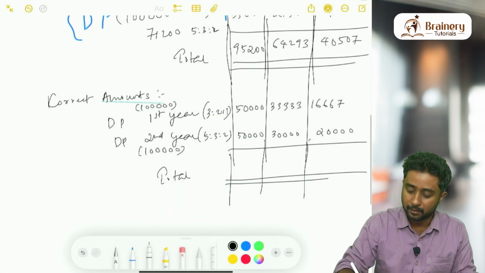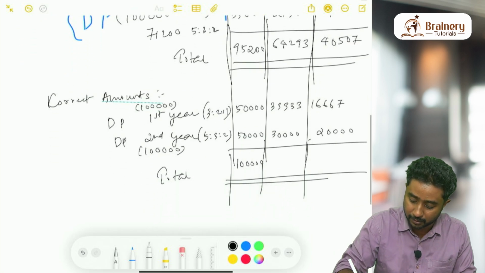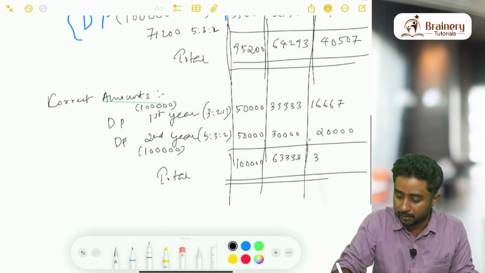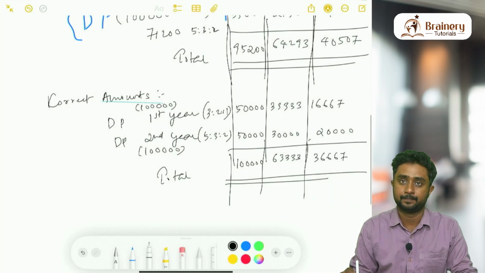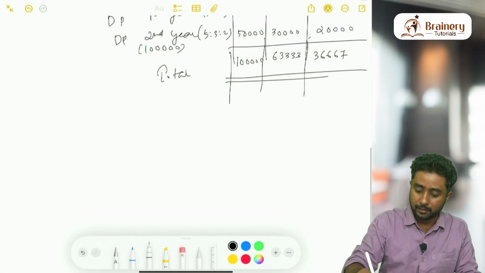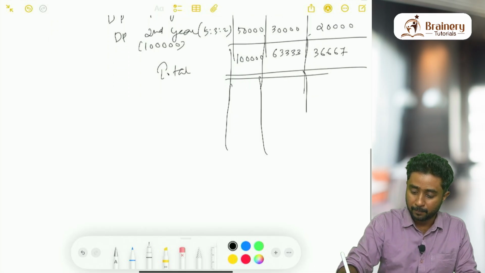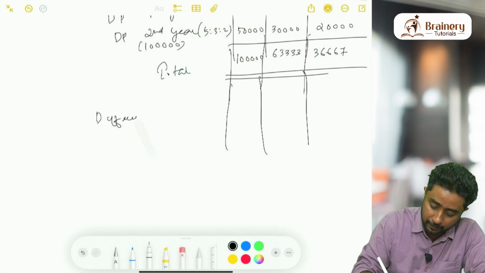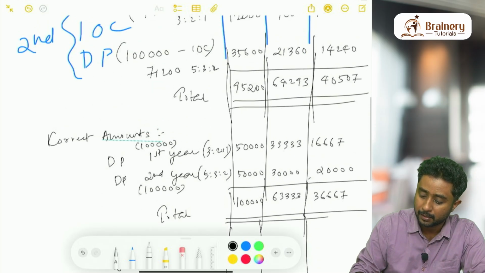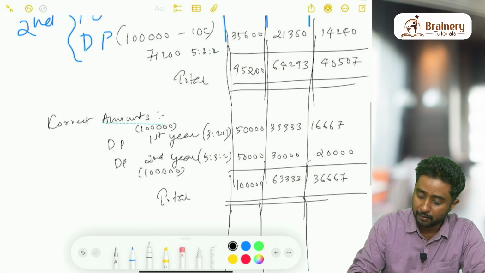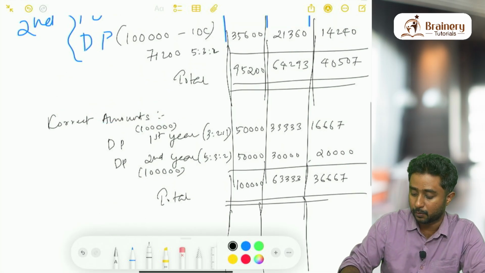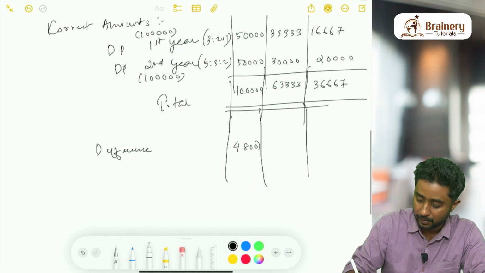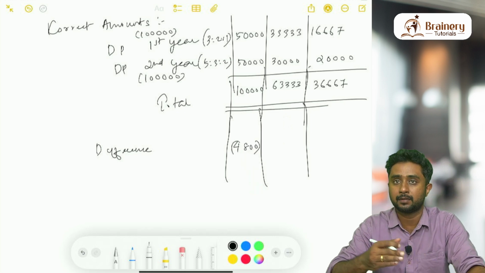Similarly, we are going to write the total for the correct amounts. First person it is 1 lakh, second person it is 63,333, third person it is 36,667. After this, next step we are extending the table a little bit more, and we are going to find out the difference between these wrong amounts and correct amounts. When we do that, we get 95,200 minus 1 lakh, which will be 4,800; as we started with the wrong amounts, the answer will be negative.